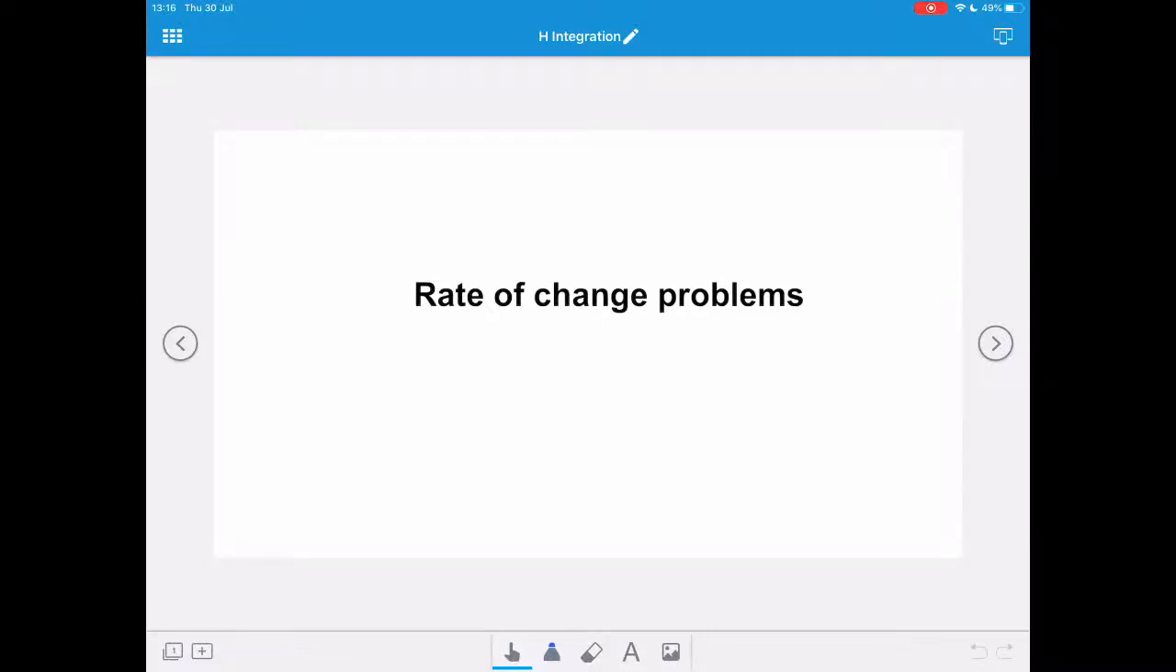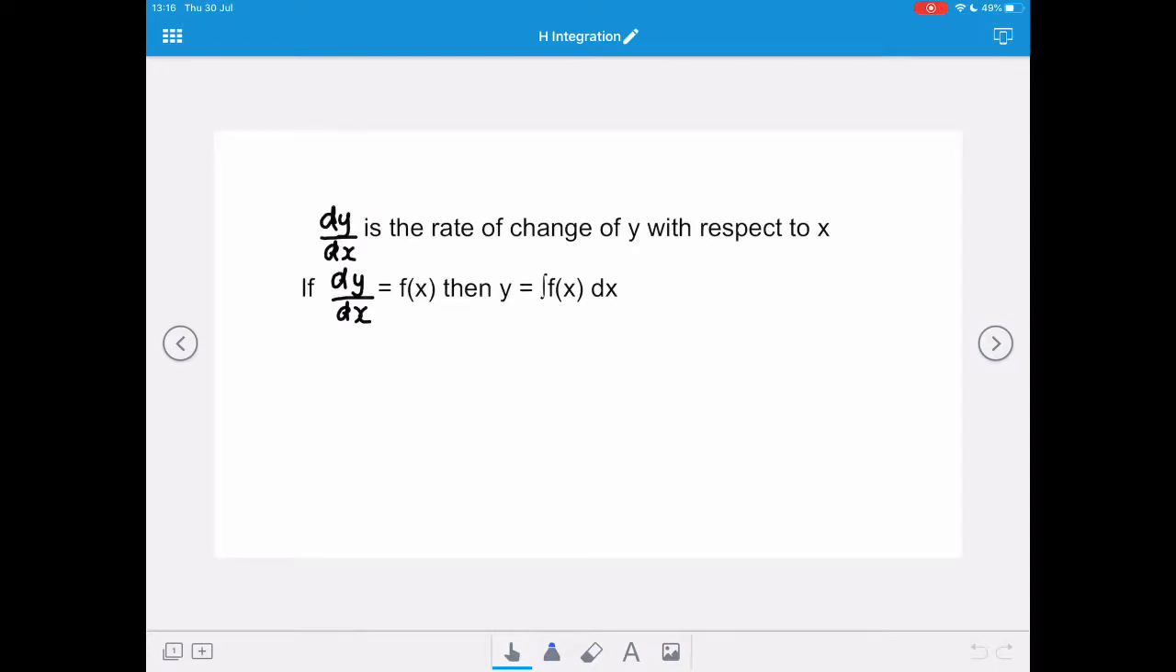Our final video in our integration series is on rate of change problems. So we know that dy by dx is the rate of change of y with respect to x. So if dy by dx equals a function of x, then y equals the integral of the function of x with respect to x, where f of x becomes the integrand.